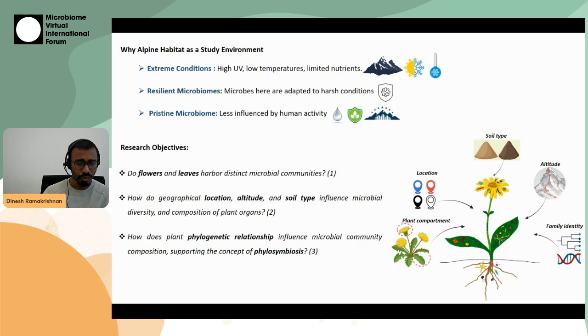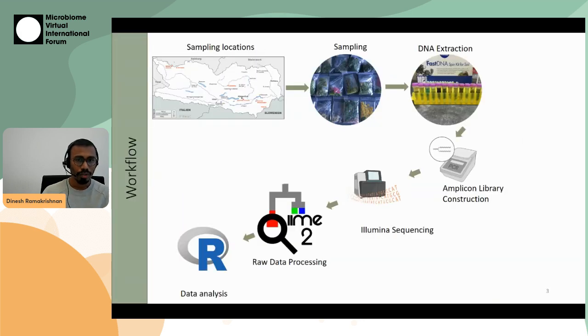Also, we would like to know how environmental factors such as location, altitude, and soil type influence these communities. We also investigated if plant phylogenetic distance impacts the microbial composition by exploring the concept of phylosymbiosis. For this, we collected samples from 7 locations across different alpine altitude ranges of 450 meters to 2,200 meters, covering 2 distinct soil types, which are silicate and carbonate soils. So the workflow included DNA extraction, sequencing, and further data analysis to investigate our microbial diversity and composition.